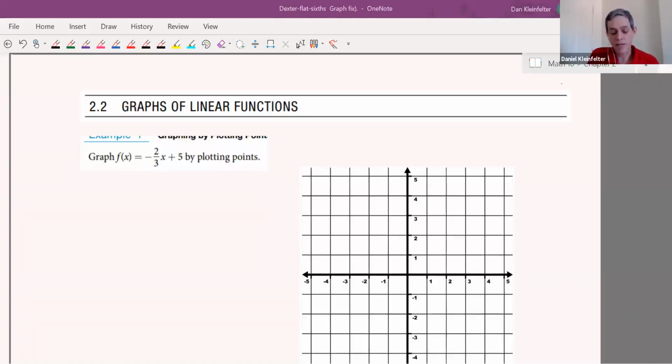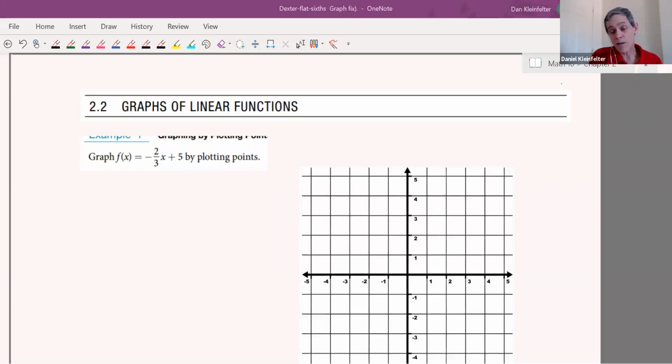Welcome back, everybody. In this section, we're continuing our look at linear functions, but specifically with a focus on the graphs of linear functions, which of course are going to be straight lines. Some of this section is going to be review. It depends, as always, on your background, but hopefully there's also some new things in here for you as well.